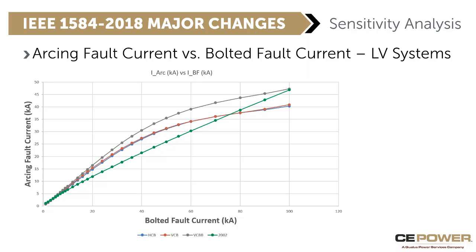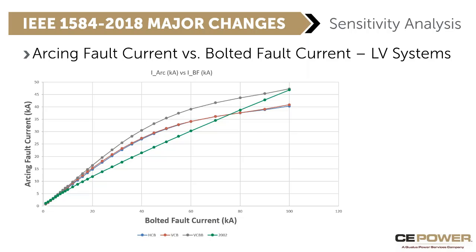This is bolted fault current versus arcing current. So you can see that all the 2018 versions tend to be a little bit higher than the 2002 version. So your initial reaction might be, oh, well, that means that all the incident energy values are going to be higher in the new standard. What we're going to find is that that's not the case, because this isn't accounting for clearing time. And so we'll talk about that later. What happens when you look at this against a protective device? We're going to look at that.